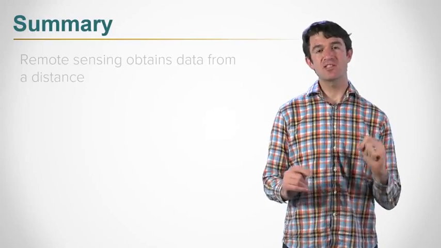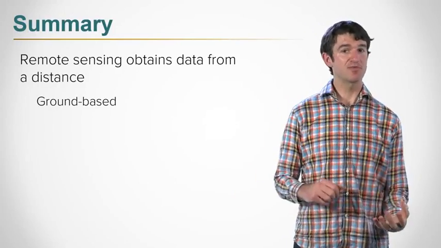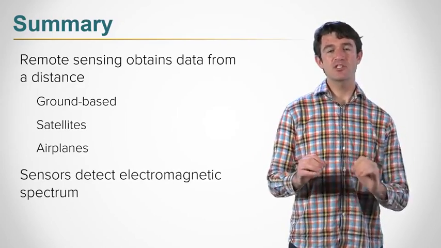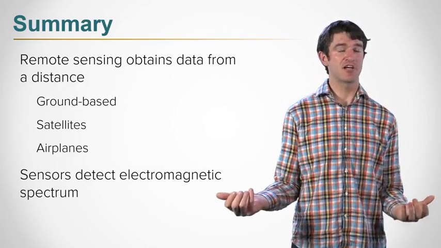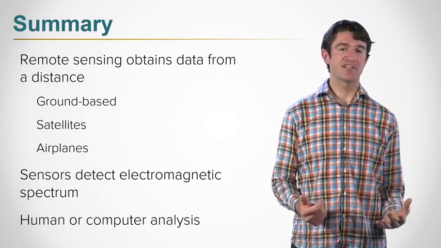Okay, that's it for this lecture. Remember that we use remote sensing to gain information about things from far away, using sensors on ground-based monitoring, satellites, and airplanes. These sensors detect portions of the electromagnetic spectrum, and we can use the resulting data, often as raster images, in manual interpretation or in automated classification with computers.